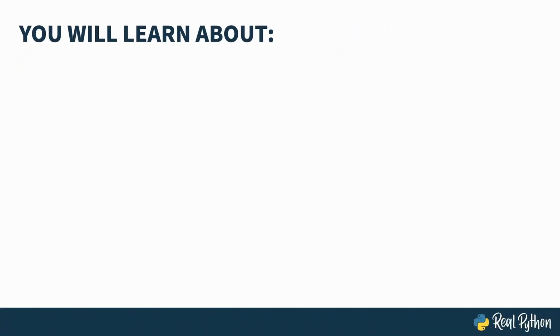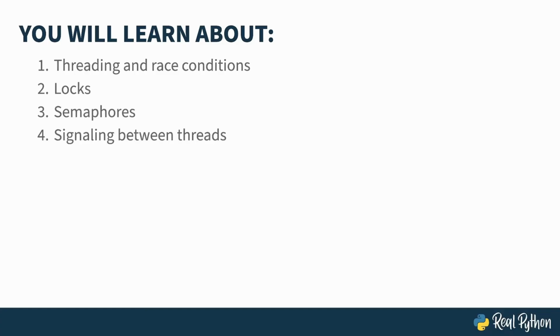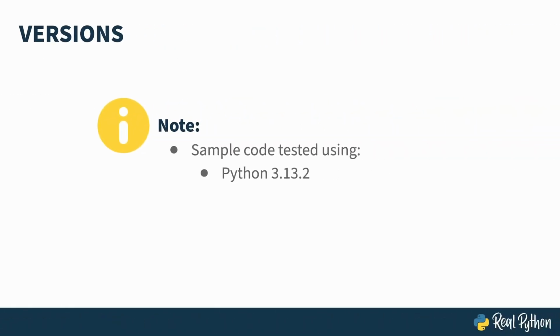In this course, you'll learn about a variety of ways to manage race conditions when coding with the threading library, including two kinds of locks, semaphores, and several ways of doing atomic signaling between threads. The code in this course was tested in Python 3.13.